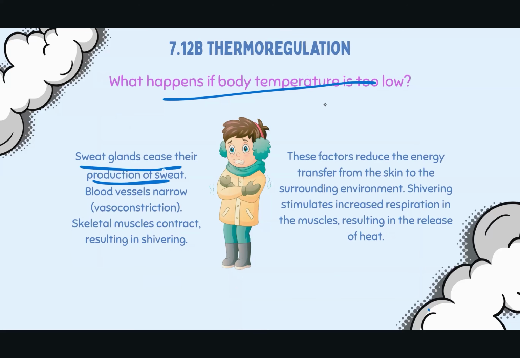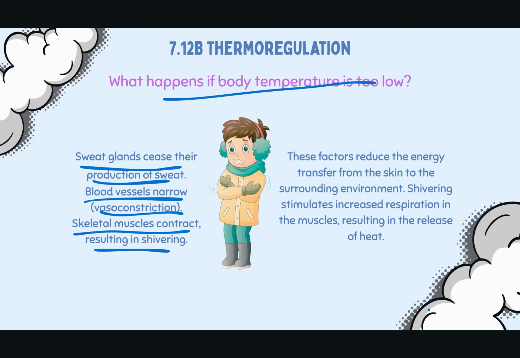Sweat glands stop making sweat because we don't need to lose any heat energy, nor do we need water on our skin that freezes. Blood vessels narrow, so vasoconstriction. That means the heat energy goes towards the center, towards the inner part of the body. So the heat energy is kept within the body, and we get skeletal muscles contracting, resulting in shivering.